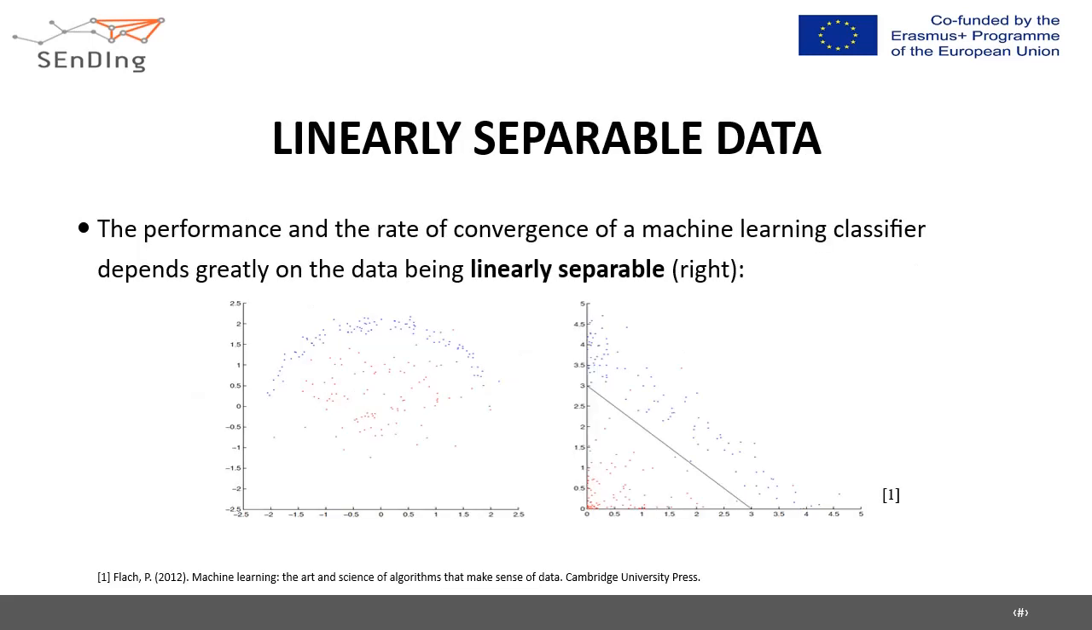The performance and the rate of convergence of a machine learning classifier depends greatly on the data being linearly separable, right?